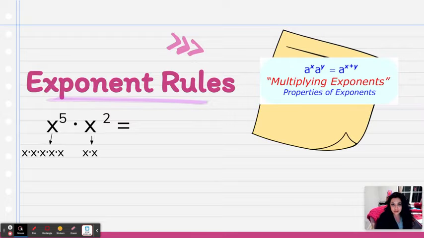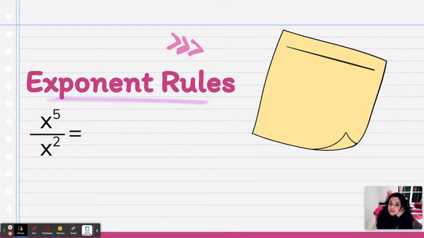So since I do x to the fifth times x to the second power, I am multiplying a total of 7 x's, meaning that the answer is x to the 7th power. And we have our multiplication rule over here for exponents. Pretty much all you do is take each exponent and add it together when the bases are the same. So we have an x and x. 5 plus 2 is 7.